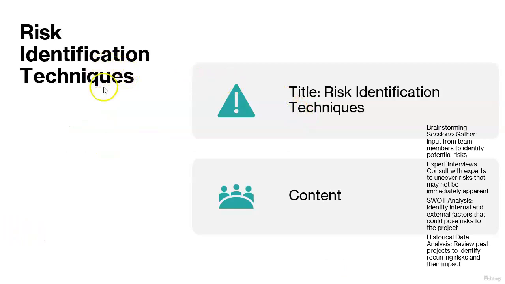Risk identification techniques. Identifying risks is the first step in the risk management process. Here are some techniques you can use, like brainstorming sessions. Engage your team in identifying potential risks. This collaborative approach often uncovers risks that might not be immediately obvious.